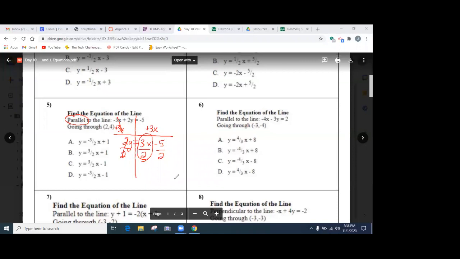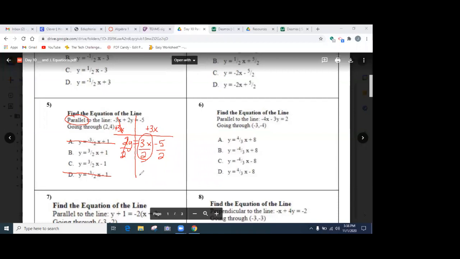Now, I want a parallel slope. So let's look at our answers. Parallel means it's going to be the exact same. This is the easy one. So we look, A says a -3 over 2. That's not right. It should be a positive 3 over 2. Both of these are positive. D says a -3 over 2. All right, so we know it's got to be one of these right here.